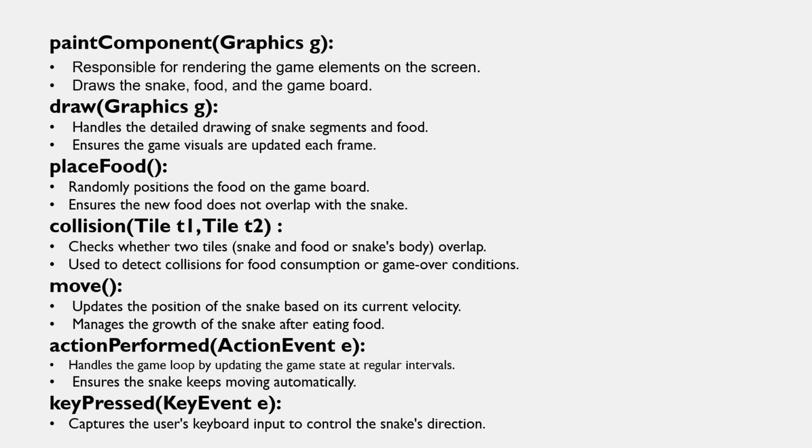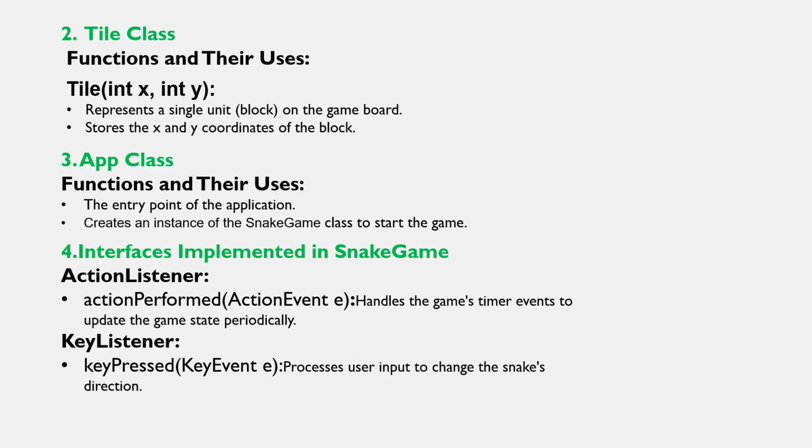The next method is move. It updates the position of the snake based on its current velocity and manages the growth of the snake after eating food. The next method is actionPerformed. It takes an action event e as argument, handles the game loop by updating the game state at regular intervals, and ensures the snake keeps moving automatically. keyPressed is the final method in the snake game class. It captures the user's keyboard input to control the snake's direction.